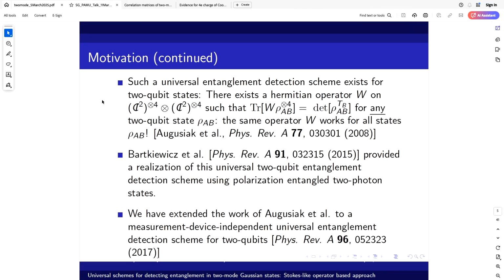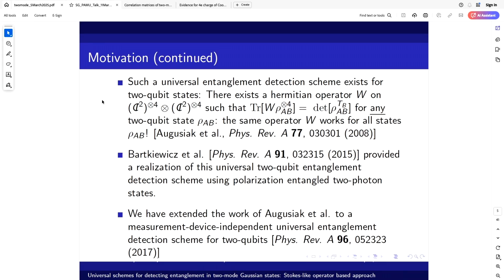Now, you might say that this is fine, this works for 2 qubits, but why should it work for 2 mode Gaussian states? Why should this kind of scheme work? What we had in mind was that, for 2 qubit states, the criterion for entanglement is that the determinant of the partial transposition should be non-negative or negative. If it is non-negative, then rho AB is separable. If the determinant is negative, then rho AB is entangled. So, you can say it is a yes or no condition.